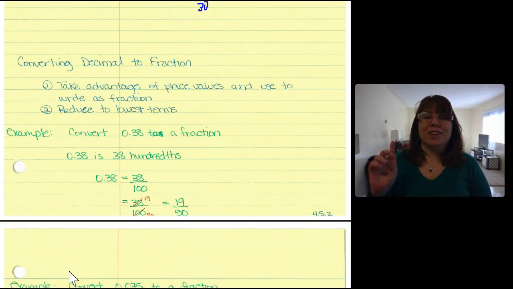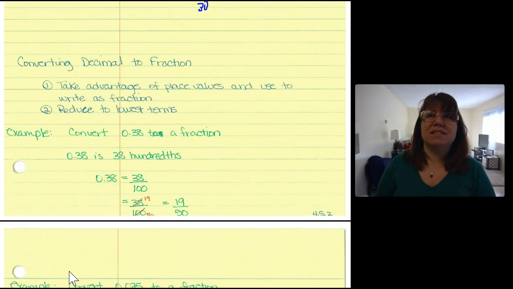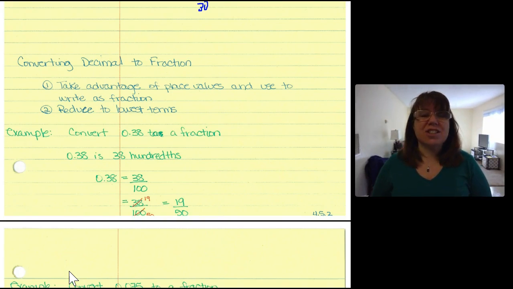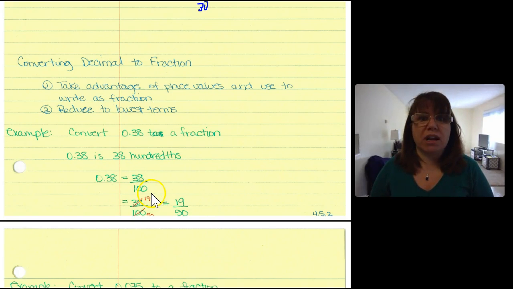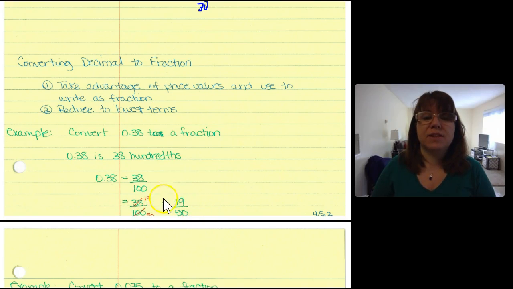Now to me, converting a decimal to a fraction is a lot easier, simpler. At least the starting is really super simple. And then from there it's just reducing. So convert 0.38 to a fraction. Well, this is 38 hundredths. And therefore, that's going to be 38 over 100. And now I just need to reduce my fraction. So 2 goes into 100 50 times. 2 goes into 38 19 times. 19 is prime, so I can stop. My answer is 19 over 50.